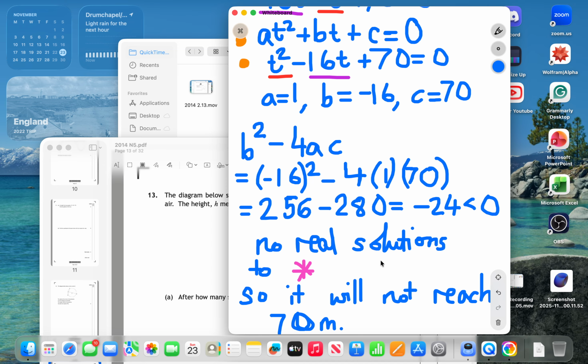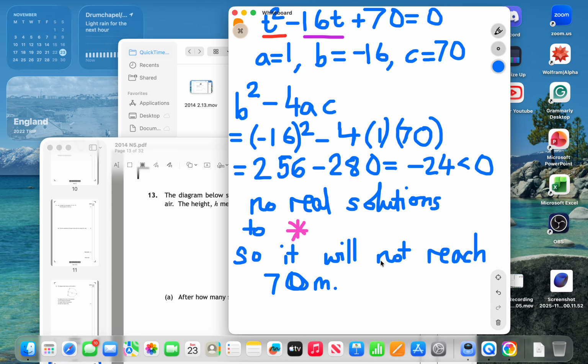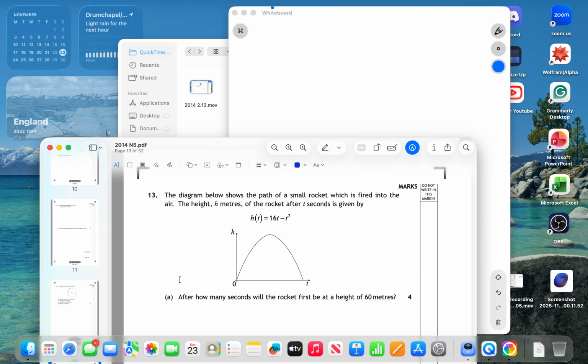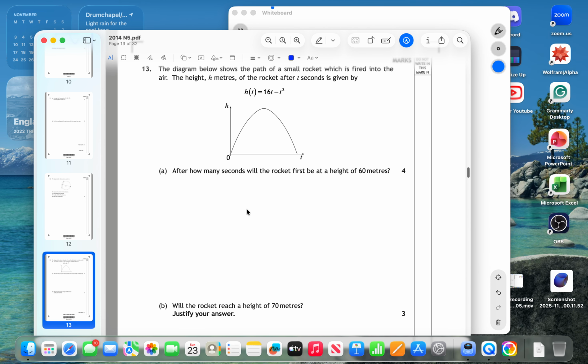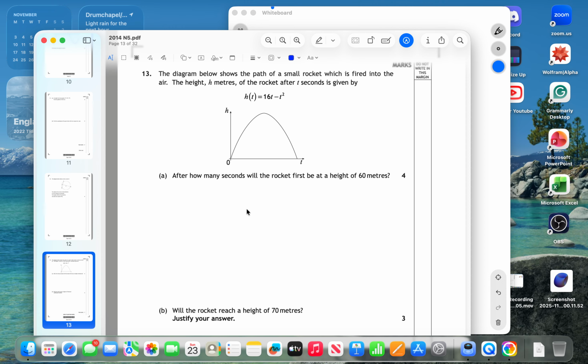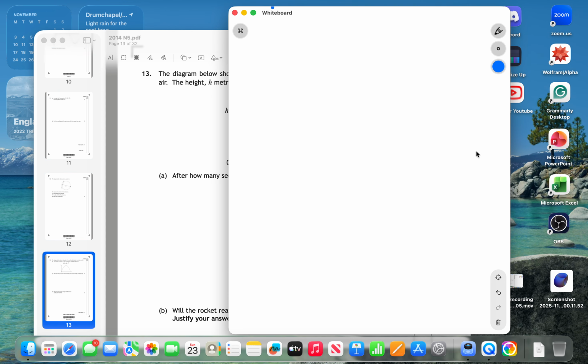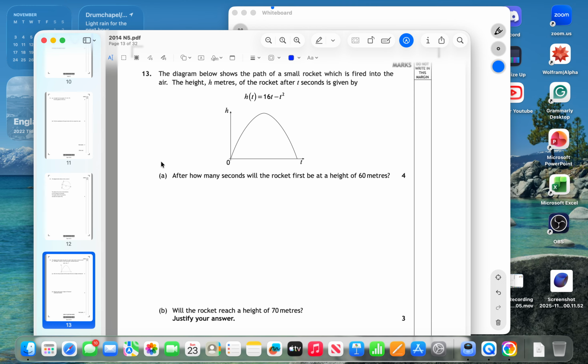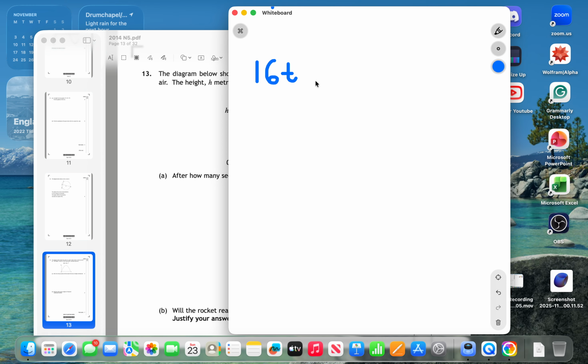Now that's one method. The other method is we can calculate the maximum height, and I'm going to go down a bit and I'm going to explain that one. So there's the question again, and we're going to find the solutions, or the roots, of 16t minus t squared equals 0.